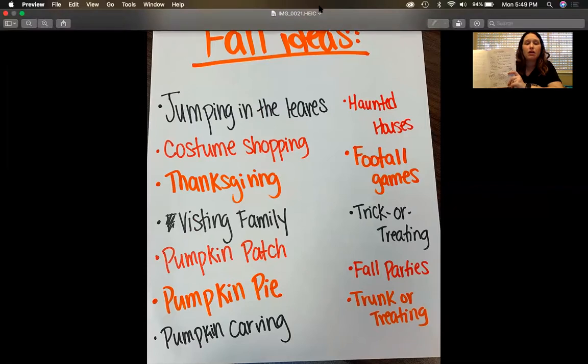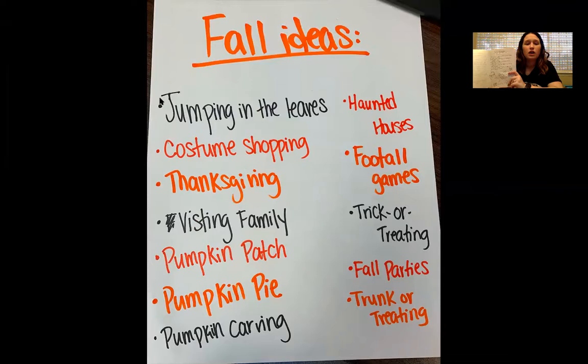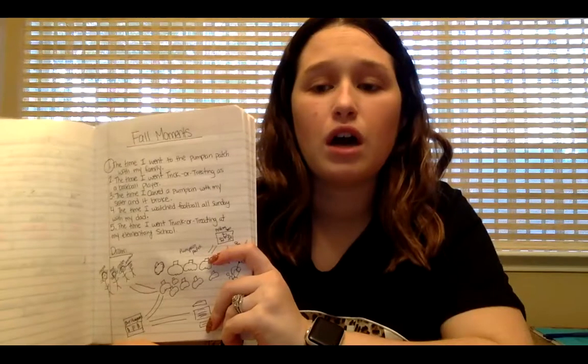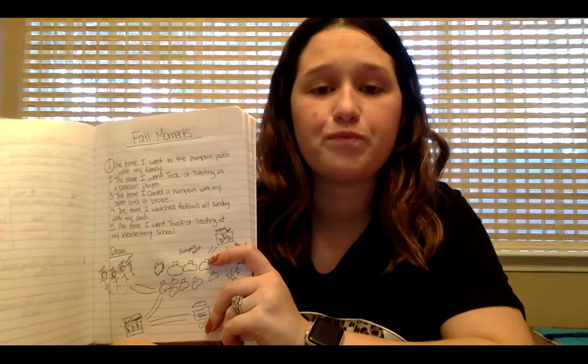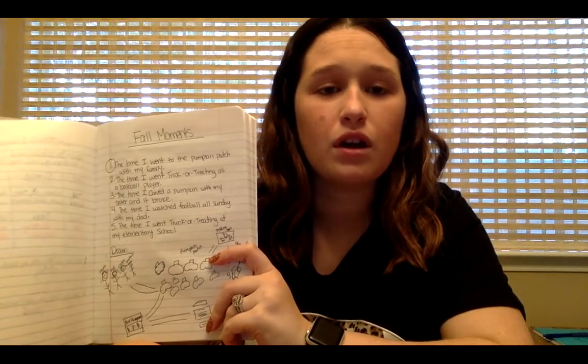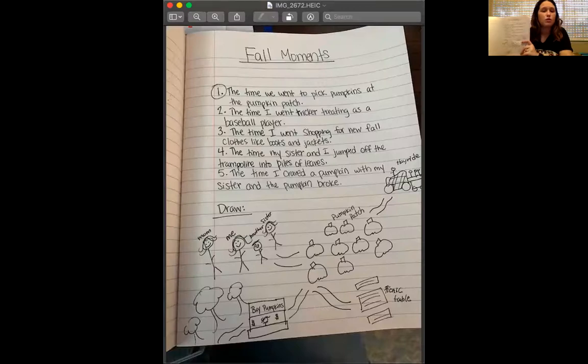I also put my journal on Canvas and Seesaw, so you can look at my journal so you have an example of what you should do. I came up with a fall moment idea. I came up with 4 different ideas. I came up with 5, but you only have to come up with 4. Then I picked one and drew a picture.